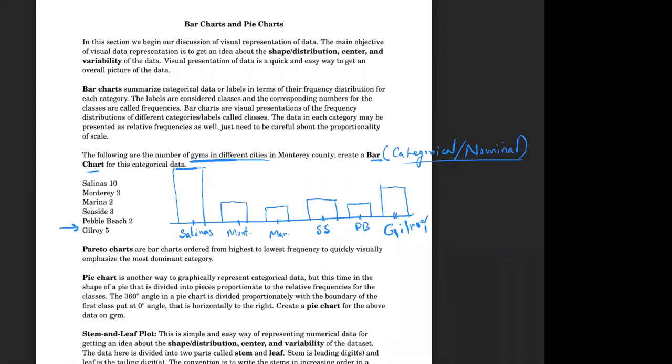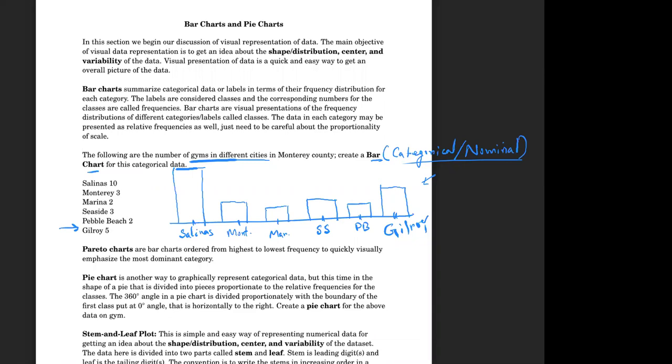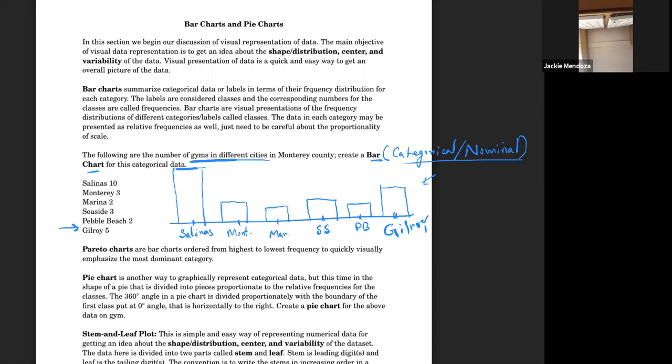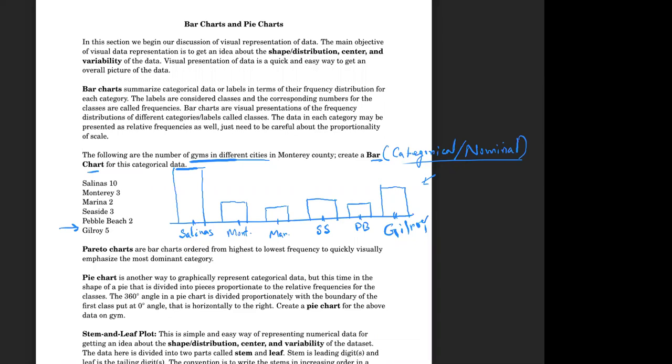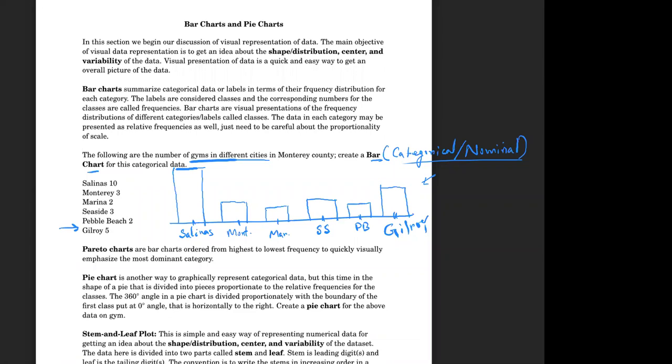In this case, if you reorder the things, it really doesn't matter. Okay, you could put Salinas at the end and Gilroy at the beginning or in any other order. It just gives you a visual presentation of the data. It just says what it is like, okay? So that's what it is. So now let's go ahead and talk about other things.